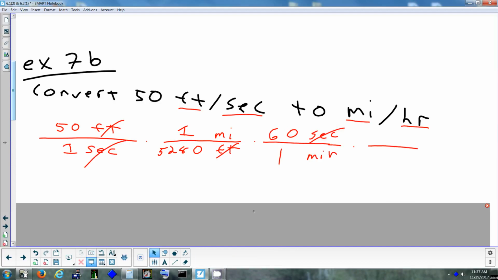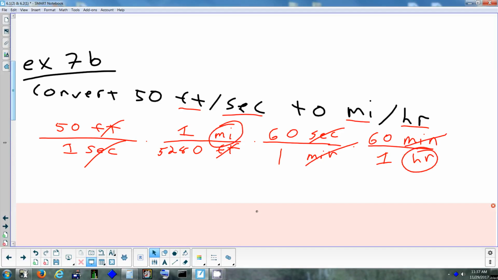Minutes to hours. Where would minutes go? Top. Hours in the bottom. And the connection between minutes and hours. 60 minutes, 1 hour. And minutes is gone. Now look at the units that are left. Miles per hour. Okay, so let's see what you got.